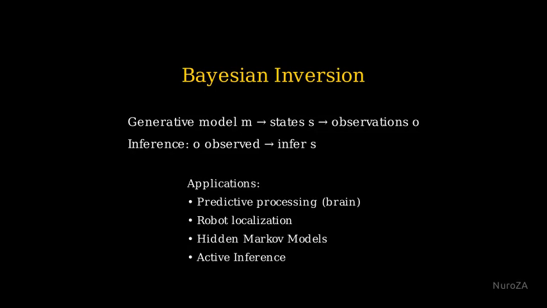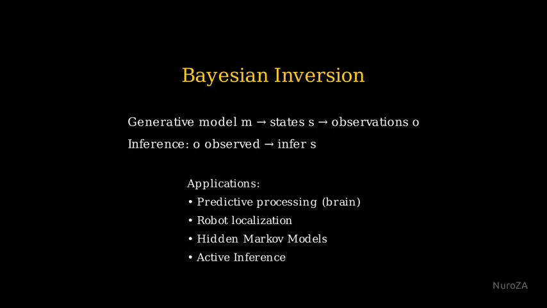The key insight is that everything is conditional on M. We're not asking for the absolute probability of states given observations, but rather, given that we're assuming a particular generative model M, what states best explain our observations? Different models M would give us different posteriors.